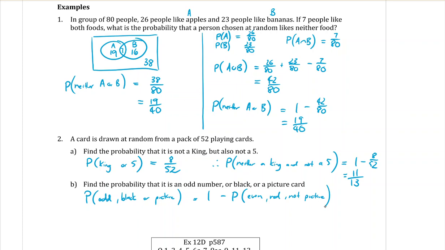So how many cards are even and red? 10. There's the 2, 4, 6, 8, 10. There's 5 cards in the suit, but there are 2 suits that are red, so there's 10 cards. I obviously don't have to count the picture cards, because it says not a picture card. So there are 10 cards that are even, red and not a picture. If I subtract that away, that means there are 21 out of 26 odd, black or picture cards.